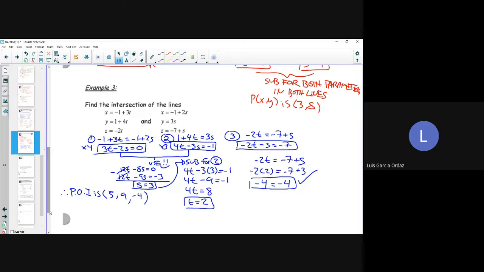So you can also do the same thing with S. Negative 1 plus 2 times 3 is going to give me 5. 3 times 3 is 9. Negative 7 plus 3 is negative 4. So as you can see, S is equal to 3 and T is equal to 2 satisfies every single one of those parametric equations, and it gives me the same point of intersection for each one, which means that those solutions do work.